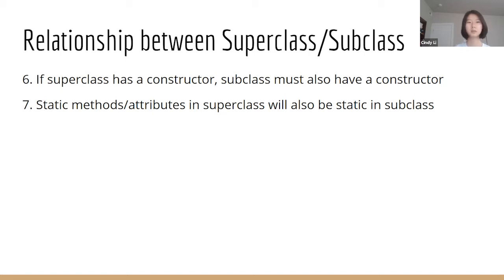Number 7, static methods and attributes in a superclass will also be static in subclasses. Now, static is a kind of weird thing. We'll be talking a little bit about it in the demo that I'll be showing you next. Static methods relate to the class instead of the object. You can think of static methods as part of the blueprint, as opposed to the different attributes you see on the actual object that you make.